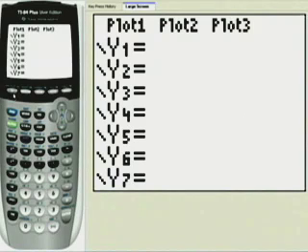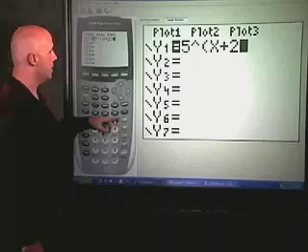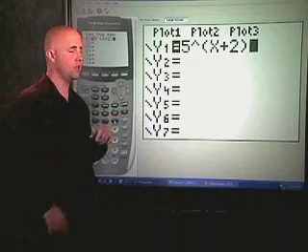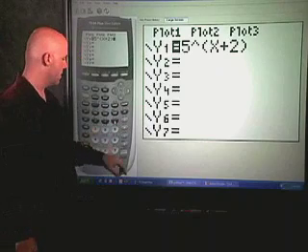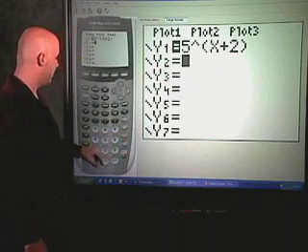So in y1, we're going to enter 5 raised to the power x plus 2. Now note that we're putting the x plus 2 in parentheses. We need to be careful that we group the x plus 2 as the exponent, so we'll use parentheses to do that. So we have 5 to the x plus 2. That was our left side of our equation. Enter to move to y2. And then on the right side, we had 125.